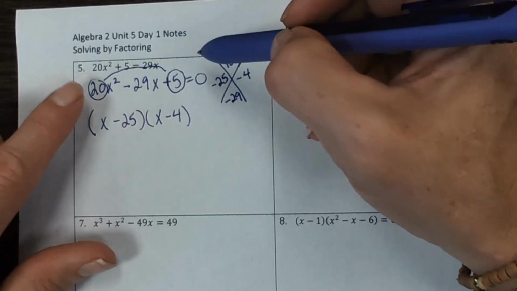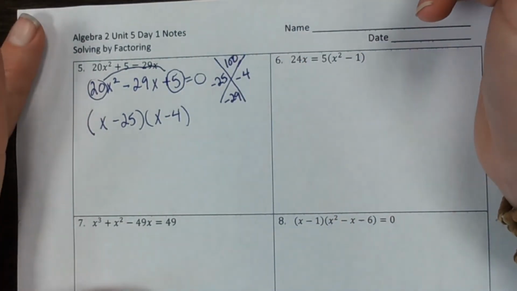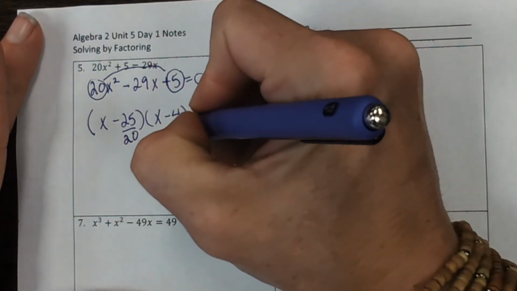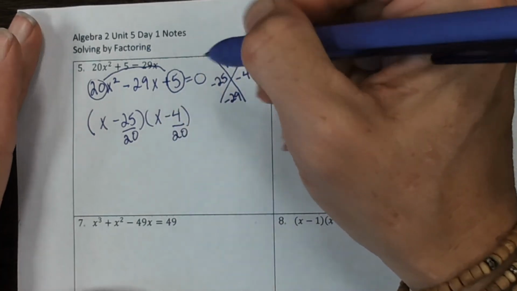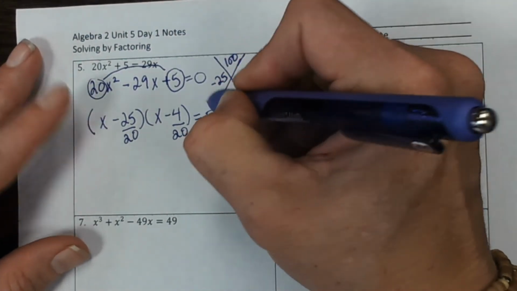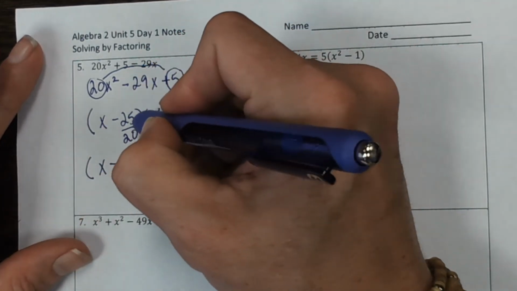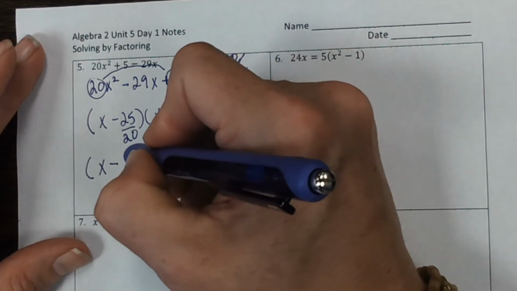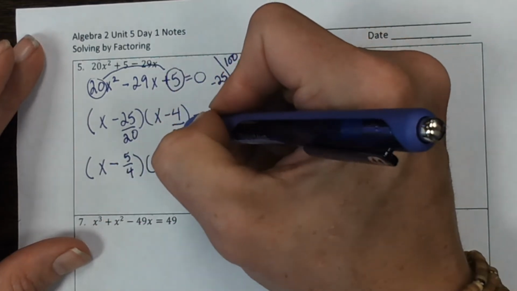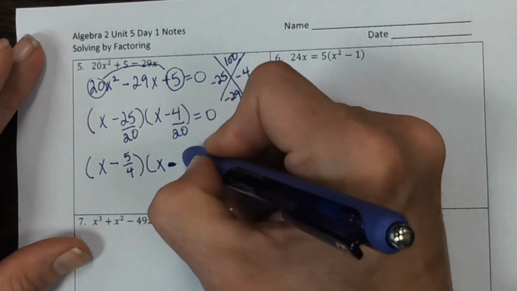But then we remember, because x times x does not give me 20x, that our last step is that we're going to take each one of these terms that we found, and we're going to divide them by 20. So again, we're still equal to 0, so I'm going to show that step. So x minus 25 over 20 would reduce to 5/4, and 4 over 20 would reduce to, oops, sorry, that's a minus 1/5.